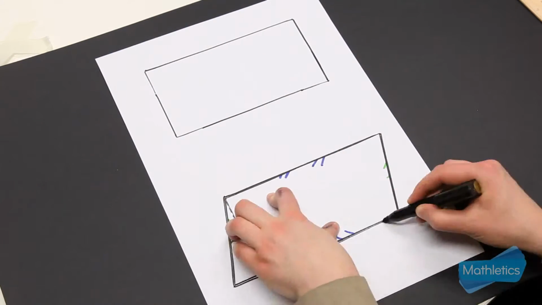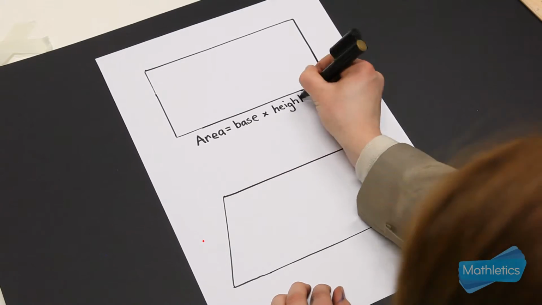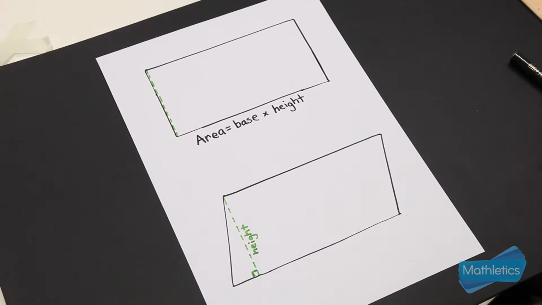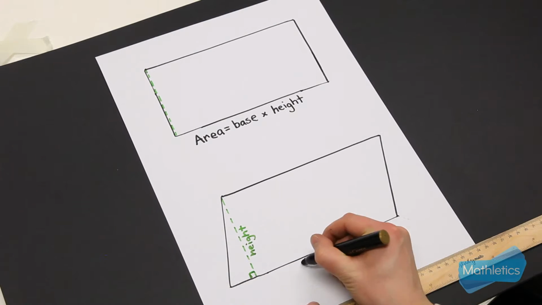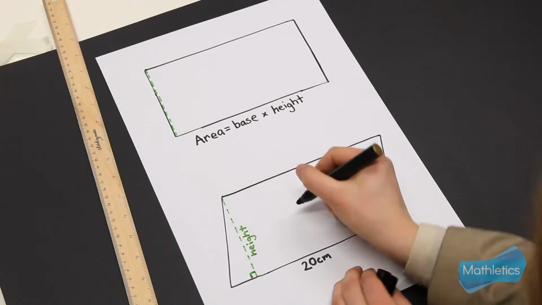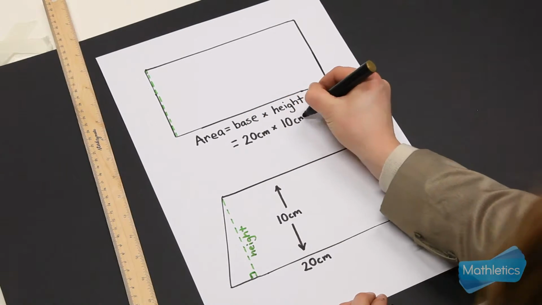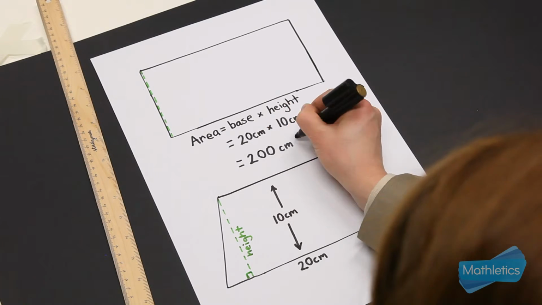Remember though, that for a parallelogram, the height is not the side length, it's the perpendicular height. So if this parallelogram is 20 centimeters long and 10 centimeters high, its area must be 20 times 10 or 200 square centimeters.